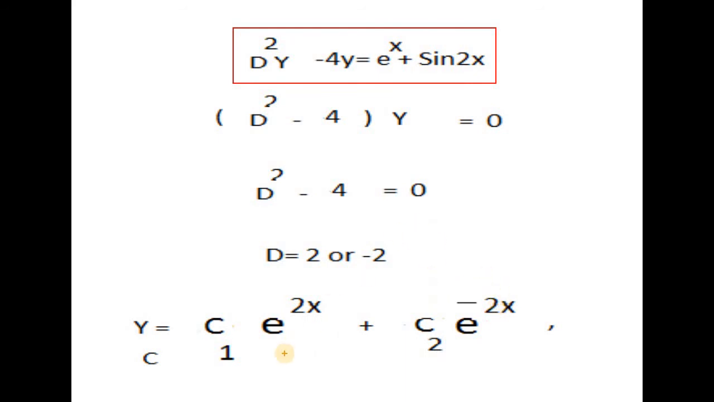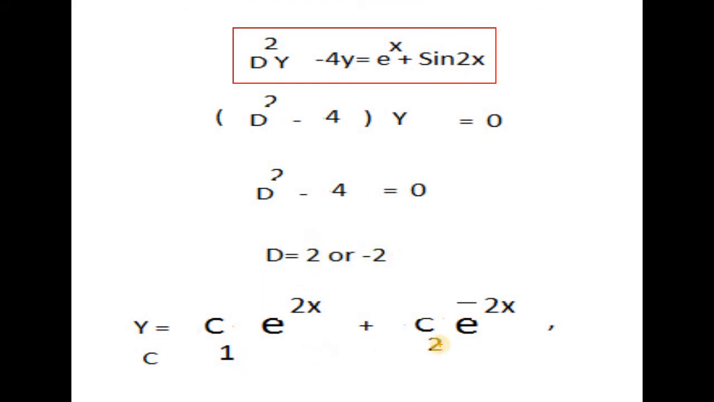If we multiply any solution of a homogeneous differential equation by a constant, that will also be a solution of the homogeneous differential equation. So this is one solution, this is another. Their sum will also be a solution of the associated homogeneous differential equation. Here we have used 2 and minus 2 in the complementary function.